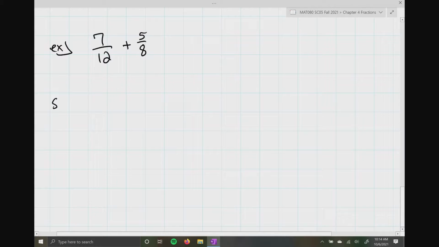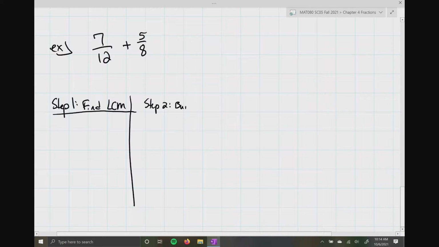Step 1, find the LCM. Step 2, build an equivalent fraction. Let me write out the word equivalent for the first time.